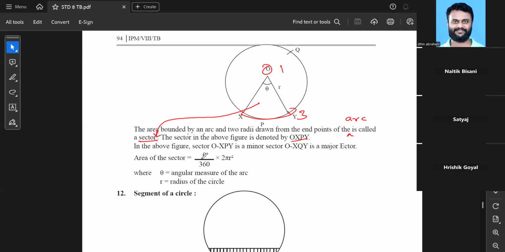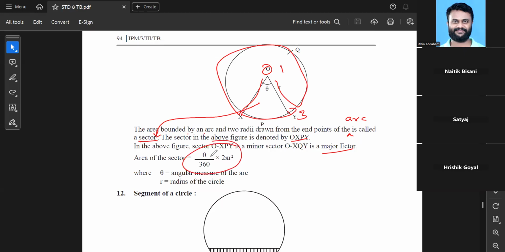In the above figure, sector OXPY is a minor sector. जैसे minor arc है, वैसे minor angle है, वैसे ही minor sector है. OXPY is the minor sector, and OXQY is a major sector.